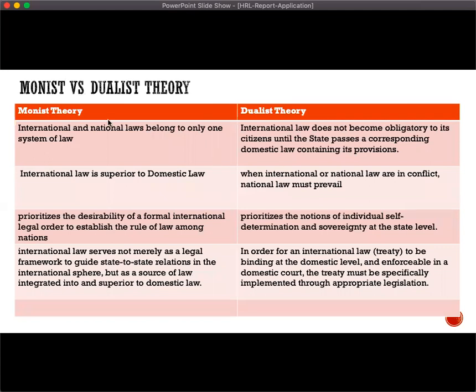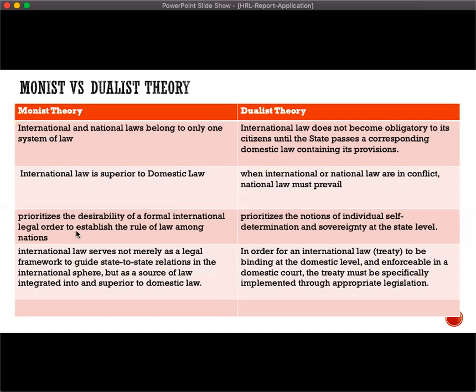Just to give us a review of the difference between the monist and dualist theories. In monist theory, international and national laws belong to one system of law, while in dualist theory, international law does not become obligatory to its citizens until the state passes a corresponding domestic law. In monist theory, international law is superior to domestic law, while in dualist theory, when international and national law are in conflict, national law must prevail.